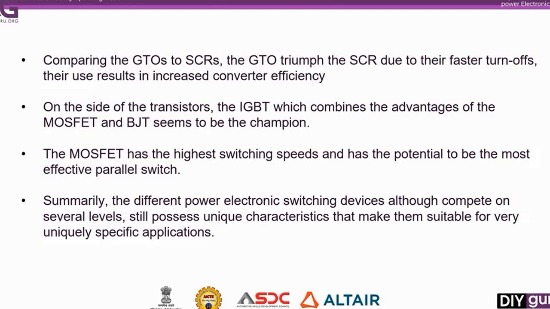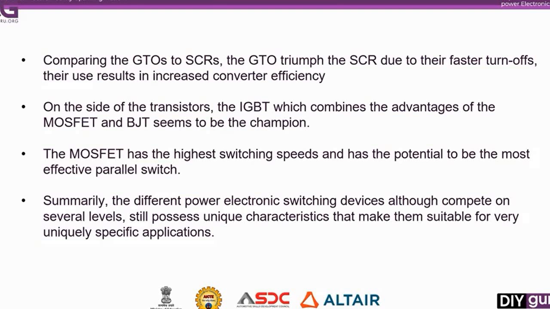On the side of the transistors, the IGBT, which combines the advantages of MOSFET and BJT, seems to be the champion of the transistor class of devices. It has a simple gate drive circuit and requires a small amount of energy at switching, which is the result of its high gate impedance. Although it has a lower switching speed when compared to MOSFETs, its current and voltage capability is higher than that of BJTs and MOSFETs, especially when comparing them one to one.